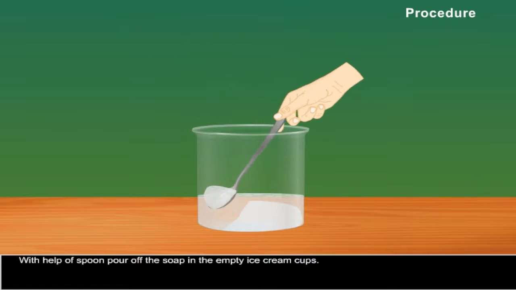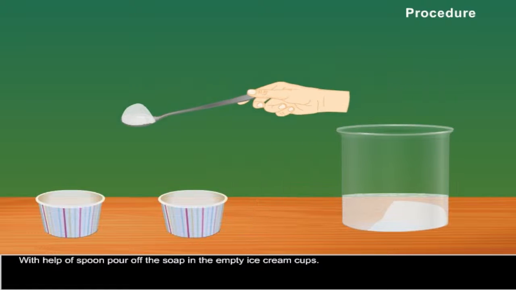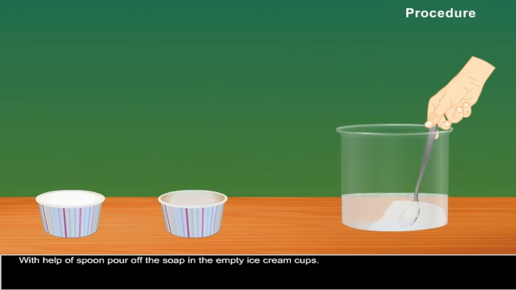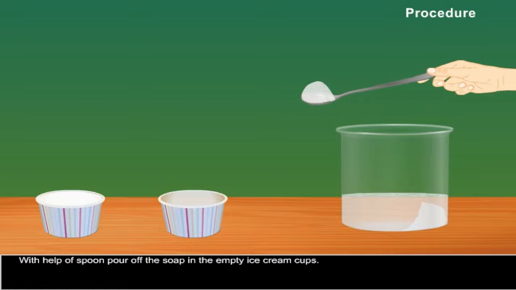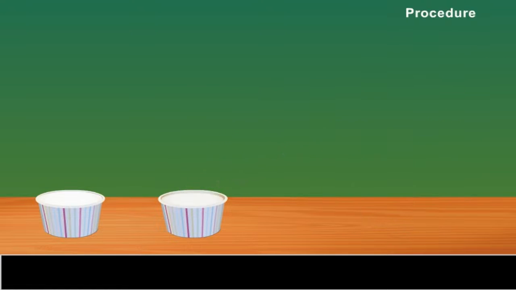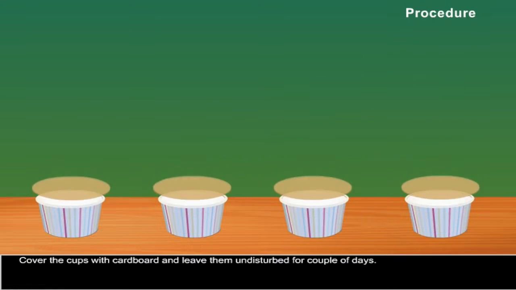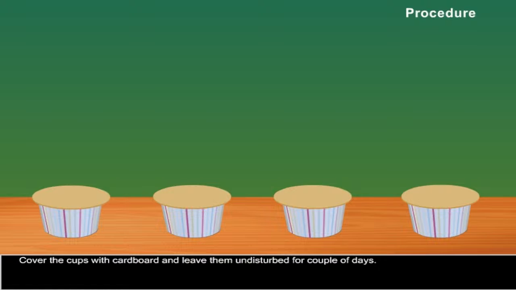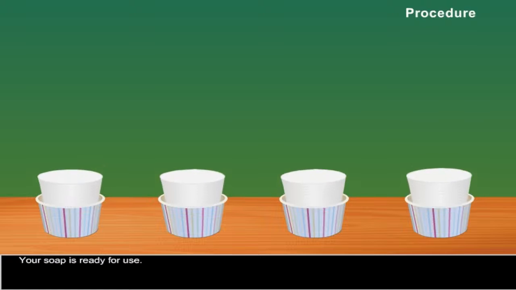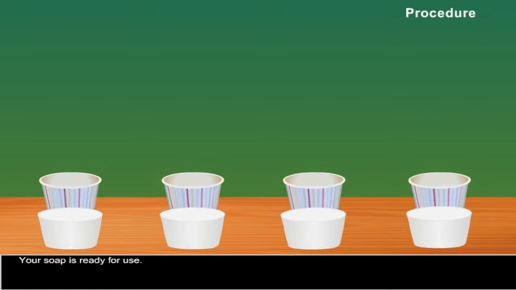With the help of a spoon, pour the soap into empty ice cream cups. Cover the cups with cardboard and leave them undisturbed for a couple of days. Your soap is ready for use.